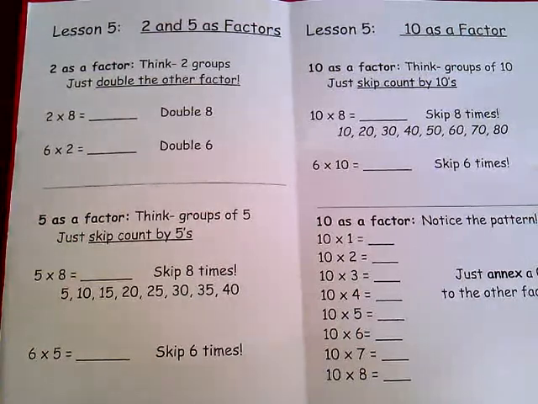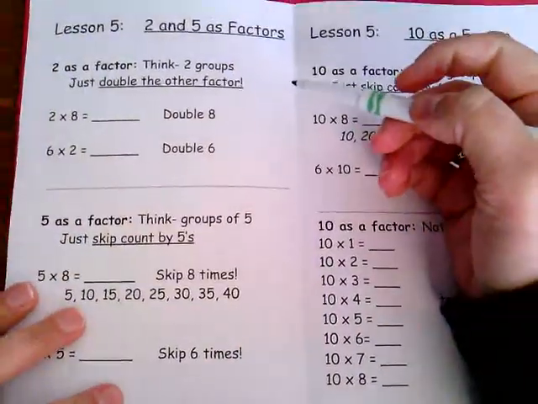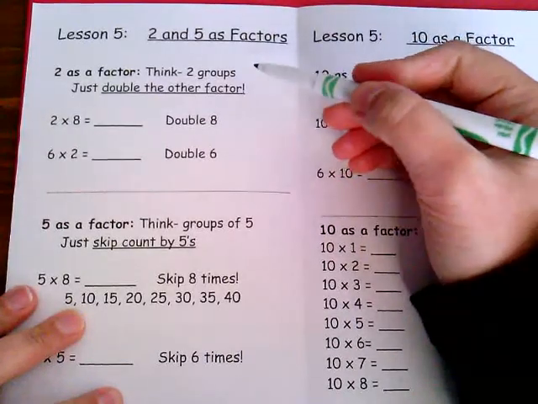So last video, we talked about 0 and 1 as factors and how simple they were because of the identity property, which tells us that 1 times any factor is the other factor, and the 0 property, where we learned that any number, any factor times 0 is just going to equal 0. So now we're going to talk about 2 as a factor. And for that, we want to think about 2 groups.